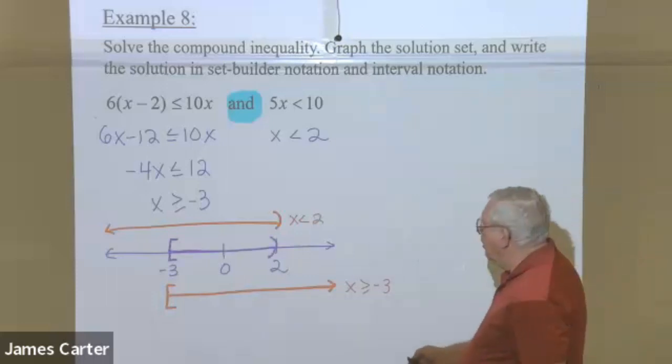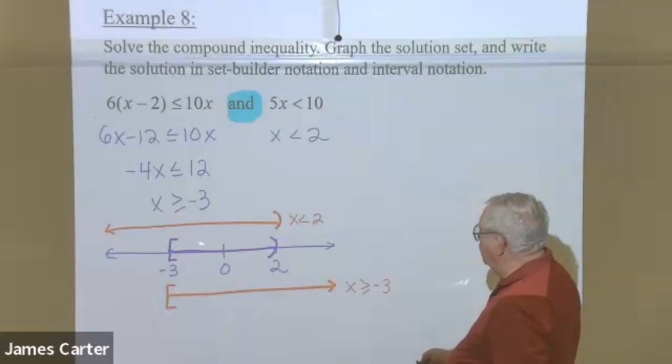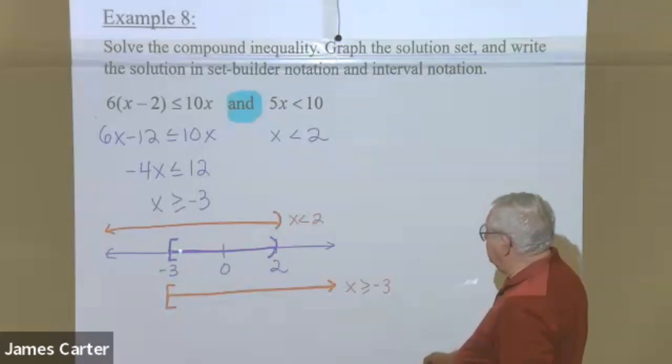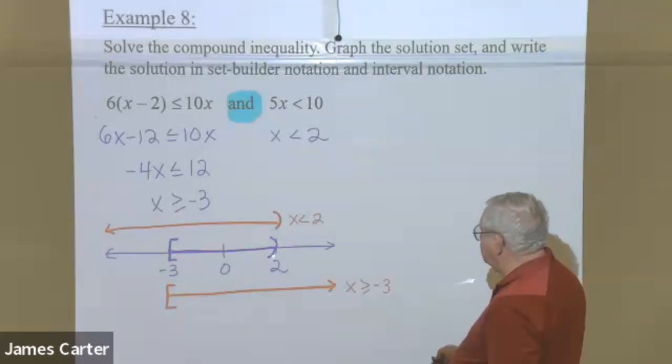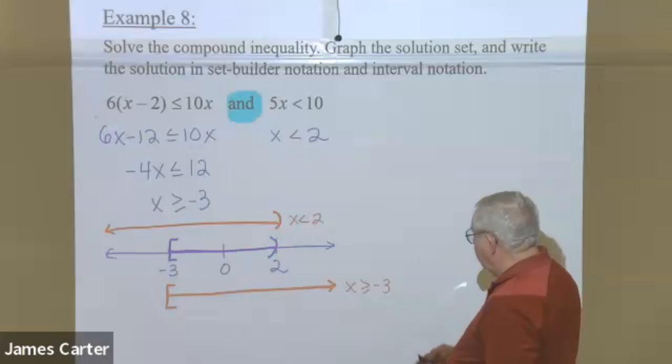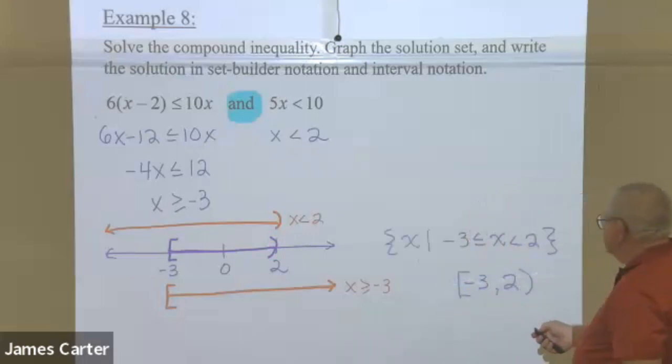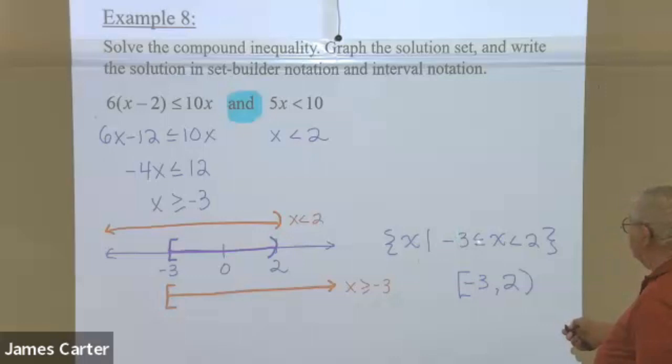Okay, here is the part that is contained in both. From this inclusive point to that exclusive point. So then my solution is everything from -3 less than or equal to x less than 2. Notice both of these symbols are going the same direction. Must be. Now here, interval notation looks just like the graph.